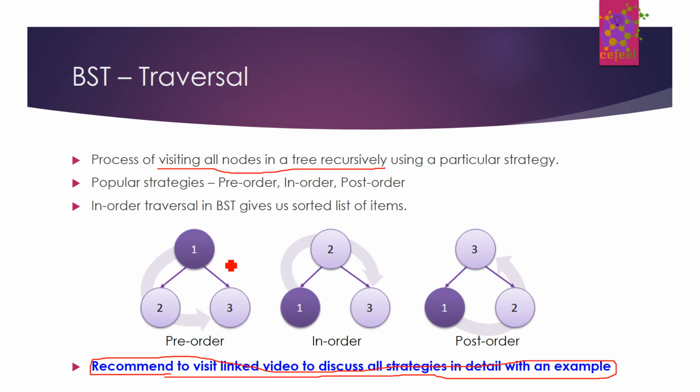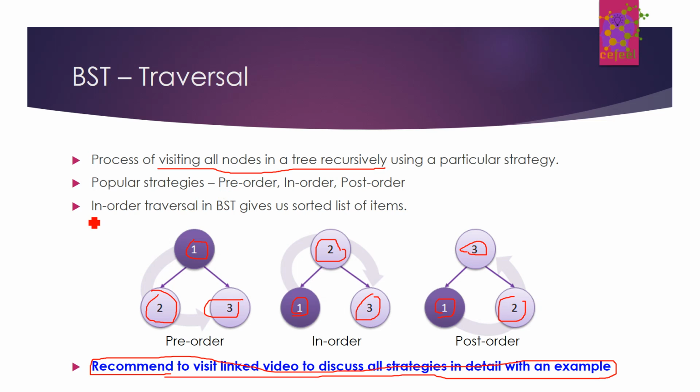In pre-order traversal, what happens is, if we have a node here, we first visit the root of the tree, then we visit the left subtree and then the right subtree. In in-order, the root is visited in between, which means first we visit the left subtree, then the root and then the right subtree. Whereas in post-order, the root is visited last, which means first we visit the left subtree, then the right subtree and then the root.